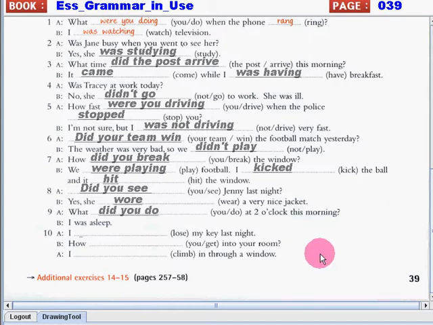I blank my key last night. How blank into your room? I blank in through a window. Okay, so all of our verbs here should be in the simple past tense because all of the actions started and finished already at a certain time. It all happened last night. So, I lost my key last night. How did you get into your room? I climbed in through a window.